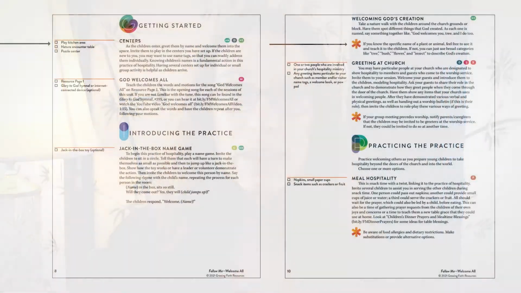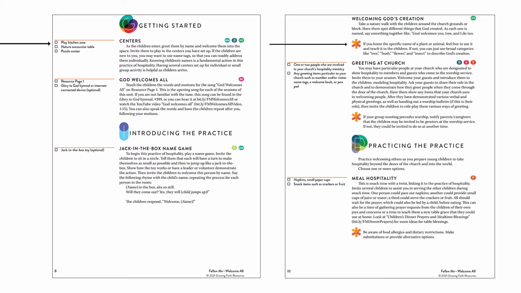So there are supplies listed by each activity in the sidebars. These are helpful because you now know which activities need what supplies. And so if you decide to not do an activity, you know which supplies you don't need to worry about getting. And if you use an activity, you know exactly what supplies you need for that activity and you can have it at the ready.